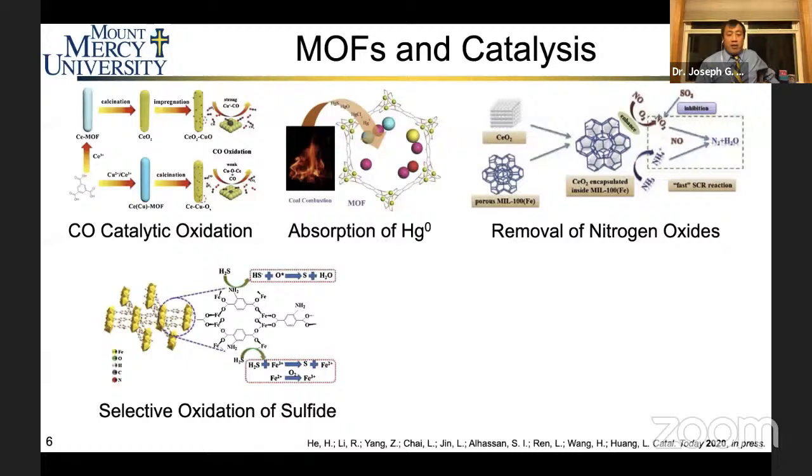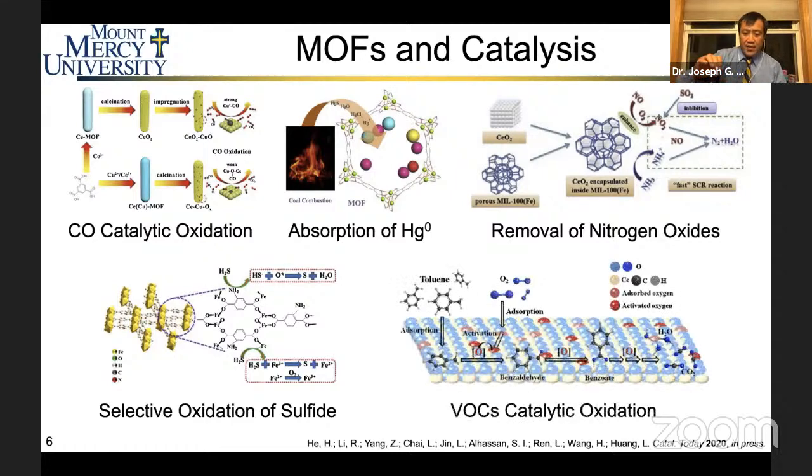Furthermore, there are other areas beyond coal combustion, with the nitrogen oxides in industrial sites where factories are churning out and burning, making a lot of these pollutants. If we could capture those, then we can clean up the atmosphere better. And this MOF right over here has been shown to go through selective oxidation of sulfides.